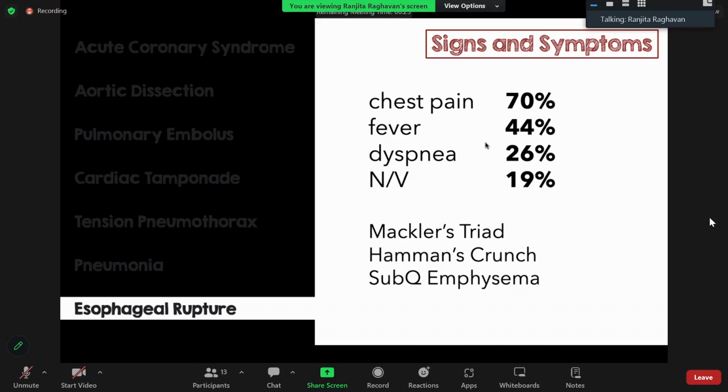People also talk about hearing this Hamman's crunch and then having sub-Q emphysema, but sub-Q emphysema actually takes a while for it to really show up, or for you to feel the crackles. You may not actually feel it right away when this happens. Sometimes it takes a bit of time.